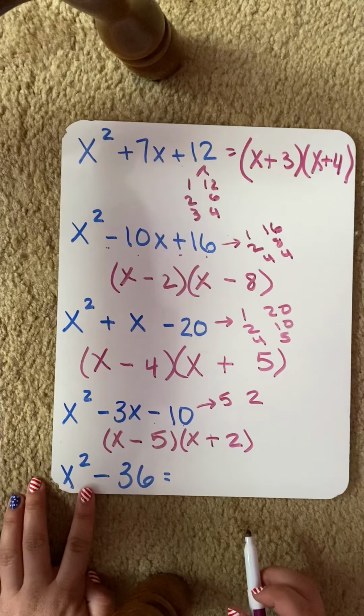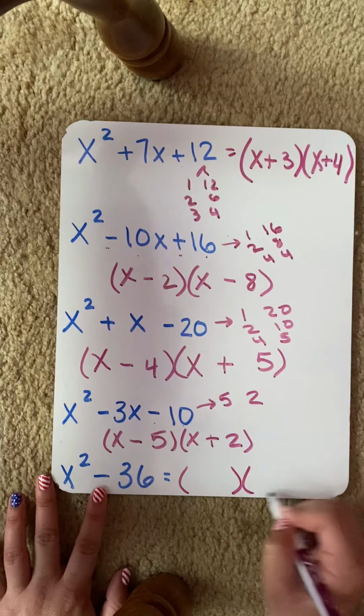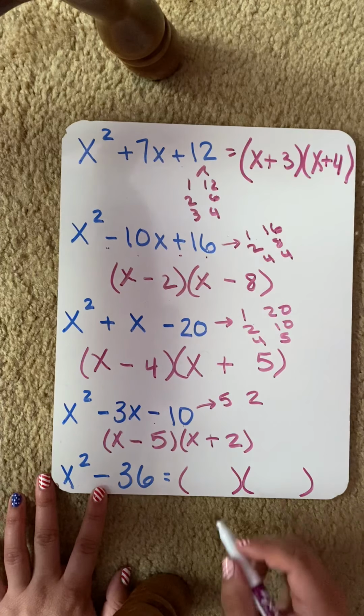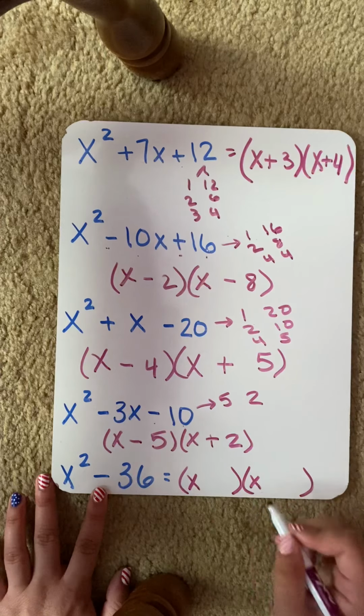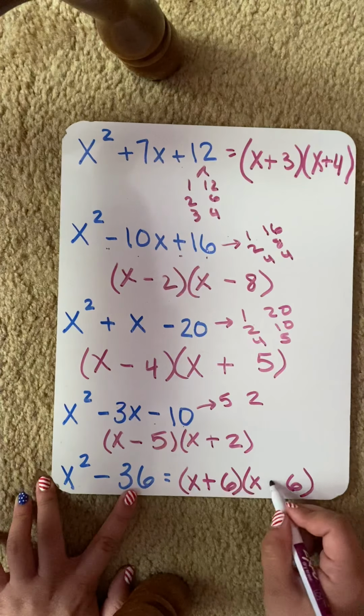One last thing is the difference of two squares, so x squared minus 36. They're both perfect squares. So you take the square root of both, so the square root of x squared is just x. The square root of 36 is 6. You write it in both, and one's plus, one's minus.